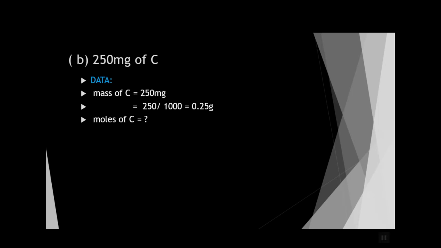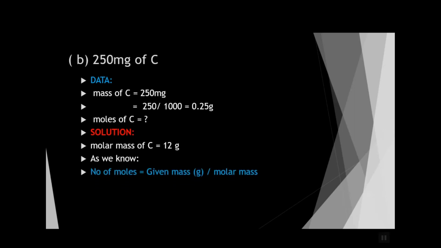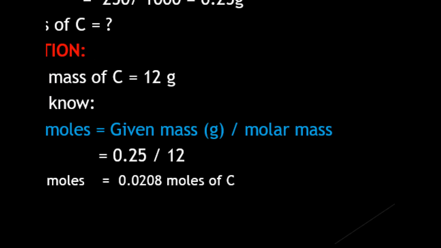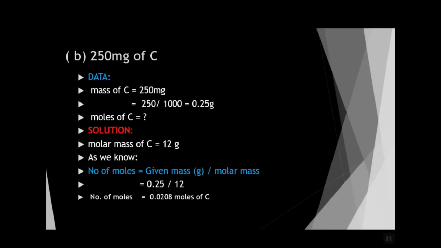Now moles of carbon, we have to find them. Now solution. Molar mass of carbon is 12 gram. Now, as we know, number of moles is equal to given mass, that should be in gram, divided by molar mass. So just put the values in the above formula, 0.25 divided by 12 and we get the answer 0.0208 moles of carbon. So students, this is our answer, 0.0208 moles of carbon. Understood?